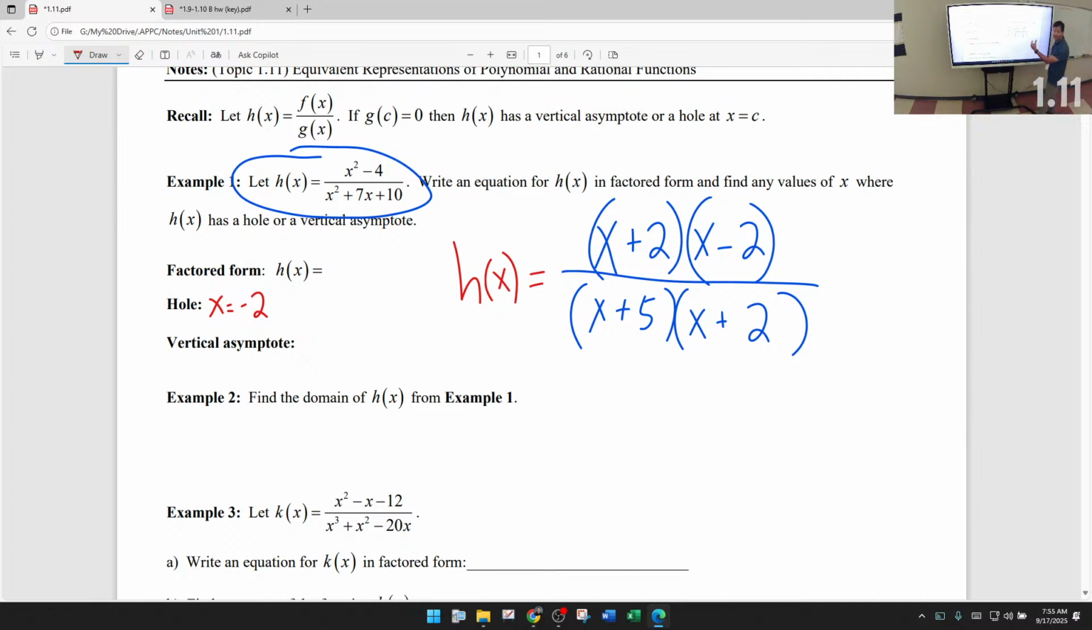We know we need to plug in -2, but we can't plug it in here and here because we'll get 0 over 0. So we just kind of hide that part, and we put -2. -2 minus 2 is -4. -2 plus 5 is 3. So the hole is actually at -2, -4/3. So you could put -2, -4/3. What they want, I don't really know.